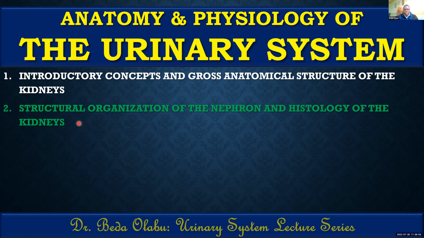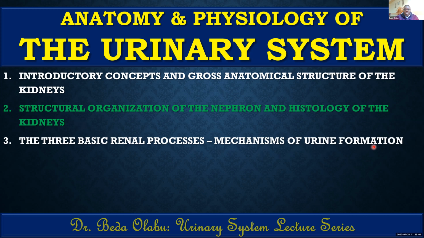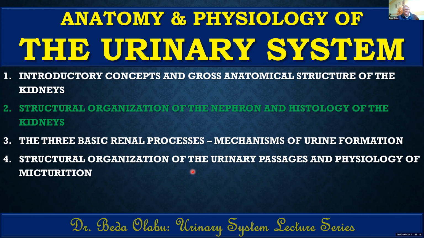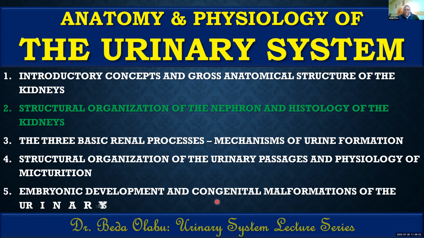as a whole. There's still yet another lecture that will focus on the physiological mechanisms that explain how urine is formed. We call them the three renal processes. The fourth part will be looking at the urinary passages as well as the micturition process. And the fifth part will focus on development and congenital malformations of the urinary system. So in this particular one, we're just on the second part.